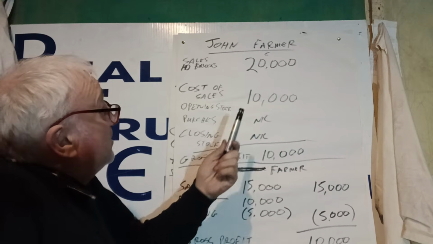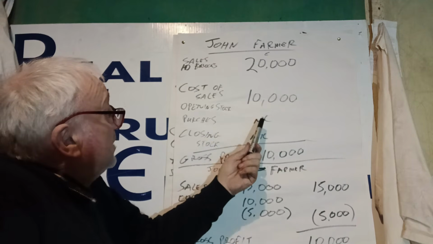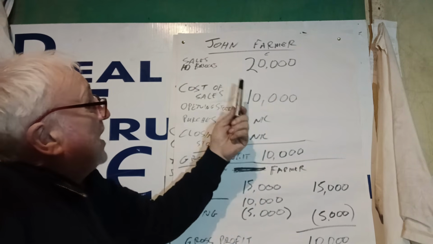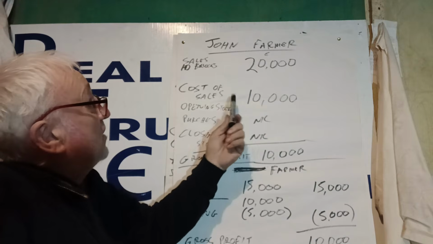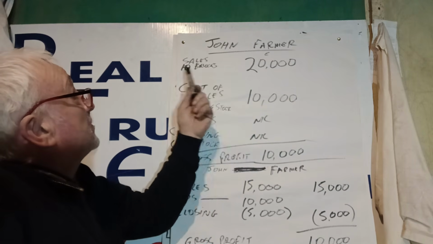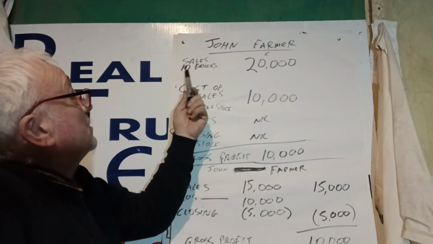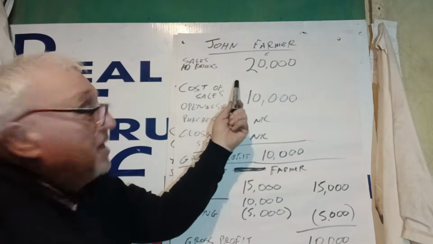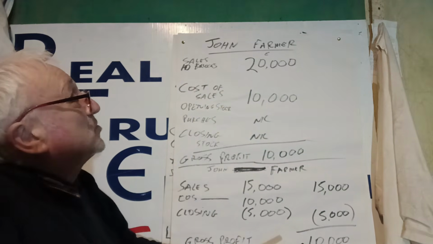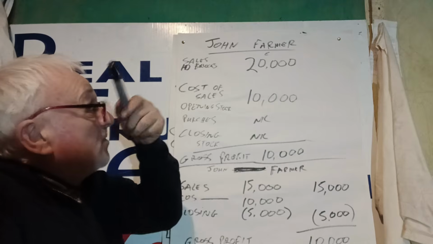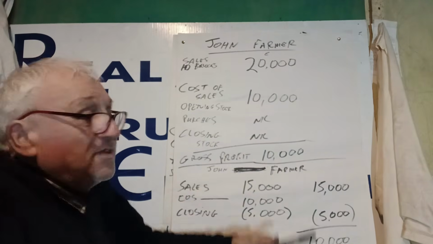Opening stock, nil. Purchases, nil. Closing stock, nil. So he must have bought those 10,000. These could be, we'll say, 10 bullocks. You see, I've written up here. Can you see that? 10 bullocks. So he must have gone out in January or February and bought 10 bullocks, at a cost of 10,000.